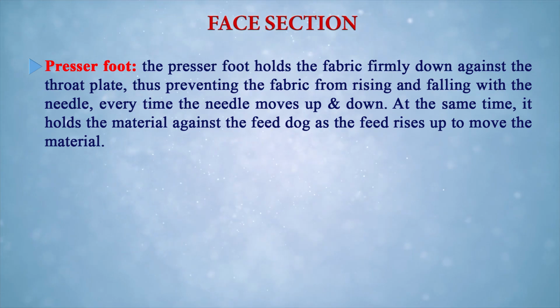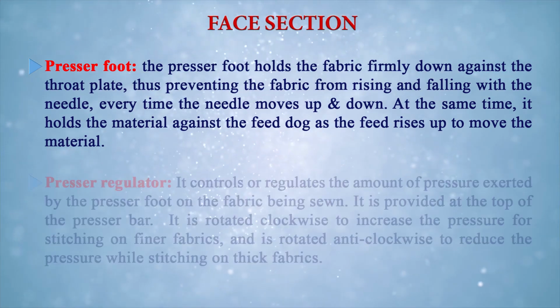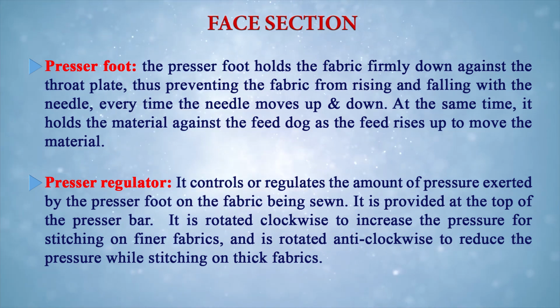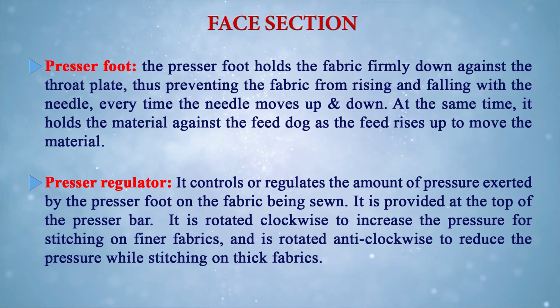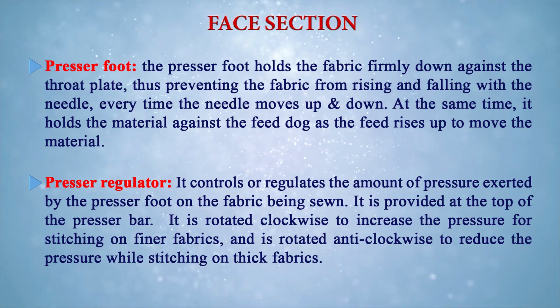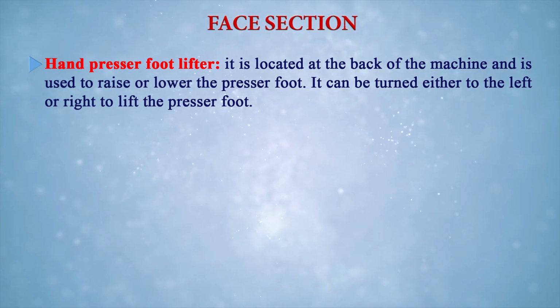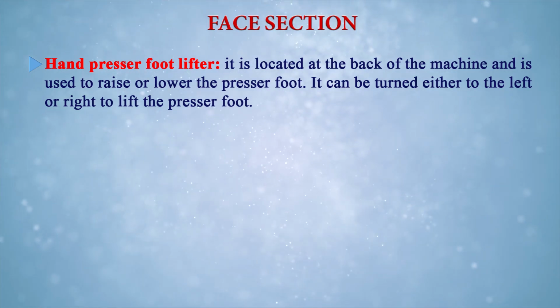On the face section we also have the pressure regulator. It controls or regulates the amount of pressure exerted by the pressure foot on the fabric while we are stitching. Then we have the hand pressure foot lifter. It is located at the back of the machine and is used to raise or lower the pressure foot.